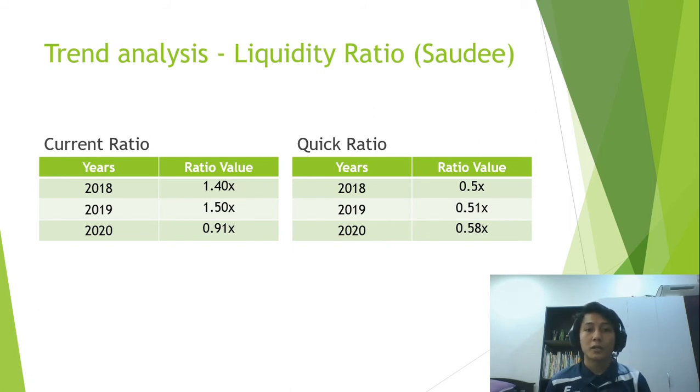Next, Saudee Group Berhad's quick ratio for all three consecutive years show good ratio performance. Based on the table below, we can see that the company had the highest quick ratio performance in 2020. Therefore, it shows that the company had the most effectiveness to pay its short-term obligation without relying on their inventory in 2020.